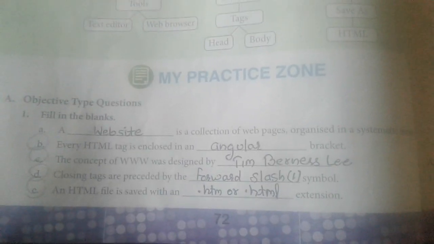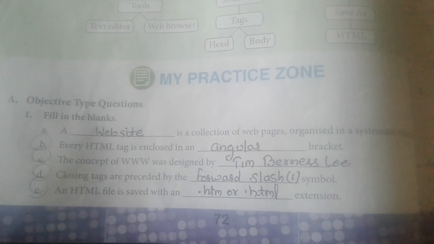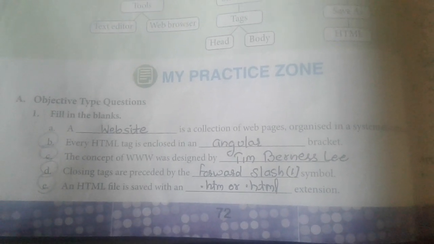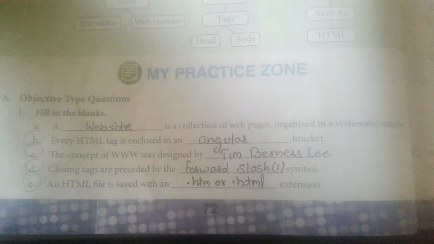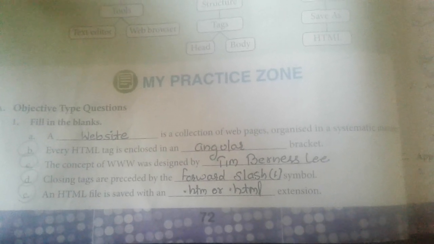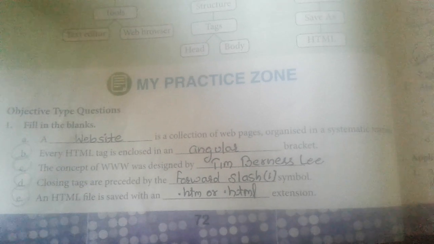The exercise: A dash is a collection of web pages organized in a systematic manner. The answer is website. Many students, whenever I ask this question, are not able to answer it. So please memorize it and revise through this video. A website is a collection of web pages organized in a systematic manner.